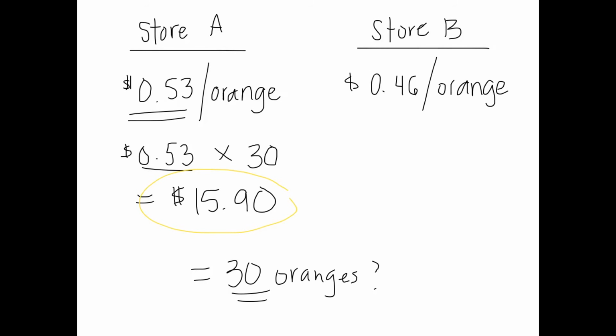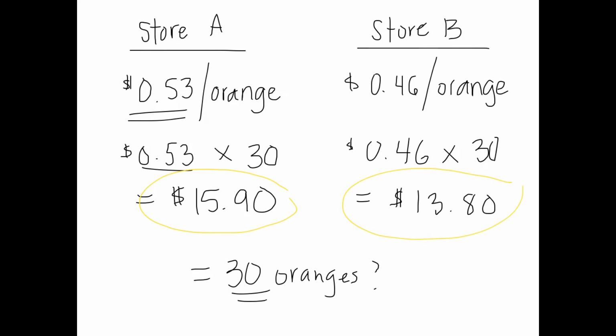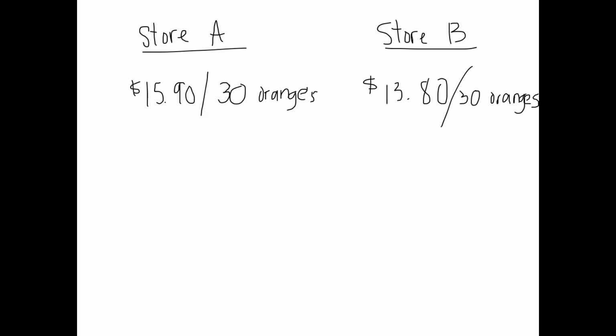Let's do the same thing for store B. 46 cents multiplied by 30, since we need 30 oranges. And then when we do that, we get $13.80. Which store costs less? Well, based on the original question, from what we inferred, we were correct. Store B is actually less for all 30 oranges. We're paying $13.80 as opposed to $15.90.